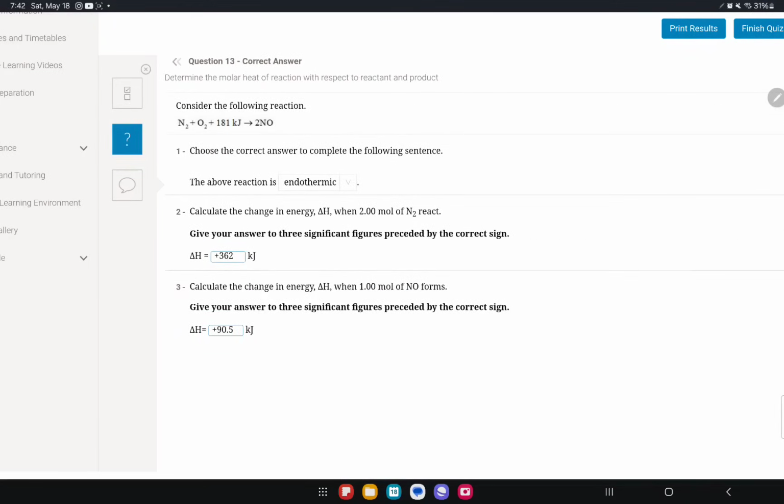Okay, they give us this reaction. They're saying it's endothermic. Why is it endothermic? Because the energy was placed on the reactant side, so it was absorbing energy. Calculate the energy change when 2 moles of N2 react. Here I have 1 mole of N2, so when I have 1 mole of N2, I have 181 kJ, right? How about when 2 moles? Put it as x kJ. Cross multiply. Obviously, you get positive 362. Since it's endo, that means it's positive.